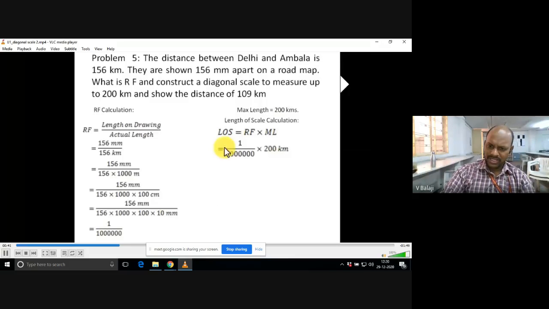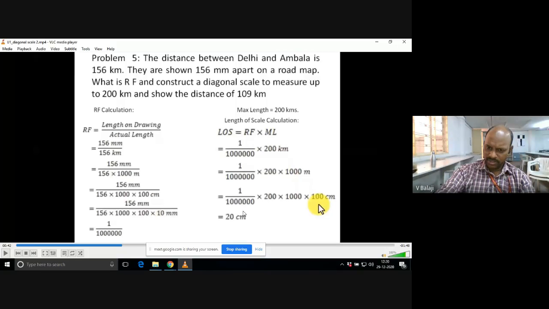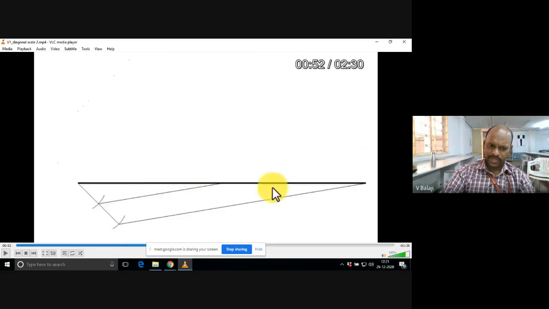Now if you calculate, you would get 20 centimeter. How will it be 20 centimeter? 1 by 10 lakhs has no units, right? We have converted into the same units. We have got a unitless ratio multiplied by the maximum length 200 kilometer, 1 kilometer is 1000 meter, again 1 meter is 100 centimeter. In this way you need to calculate the length of the scale.